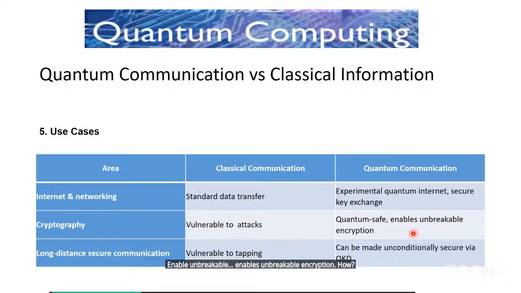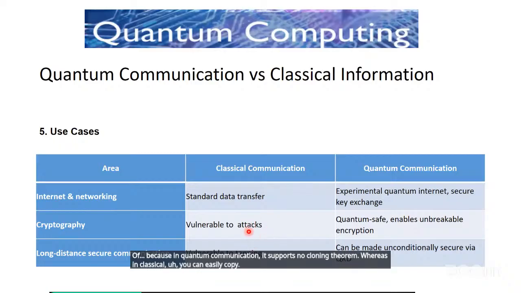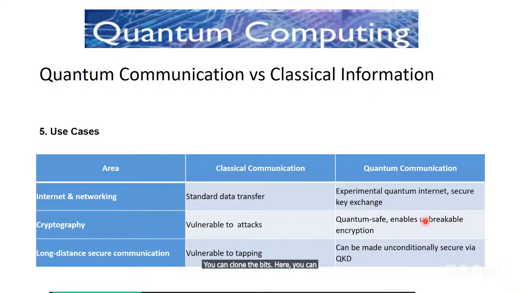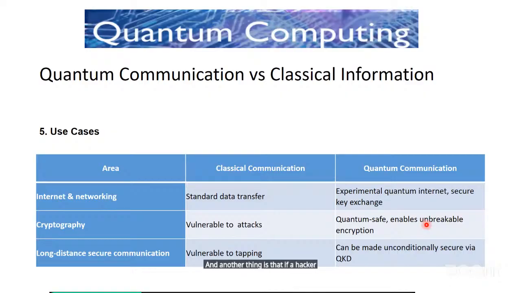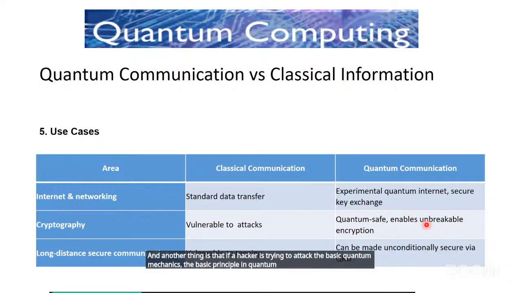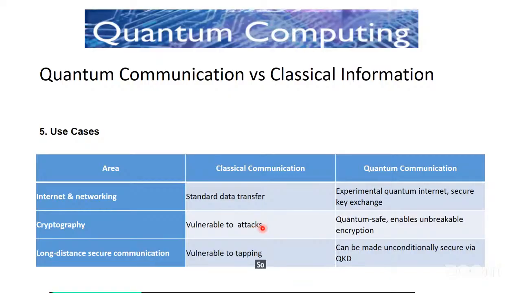How? Because quantum communication supports the no-cloning theorem, whereas in classical communication you can easily copy, you can clone the bits. Here you can't clone the bits. No cloning. And another thing: if a hacker is trying to attack, the basic principle in quantum communication is that as soon as somebody tries to access our data, the quantum signals start changing. They get disturbed. So immediately we'll come to know, whereas in classical communication we can't make out those changes. So it is very difficult to detect the hacker in classical communication.